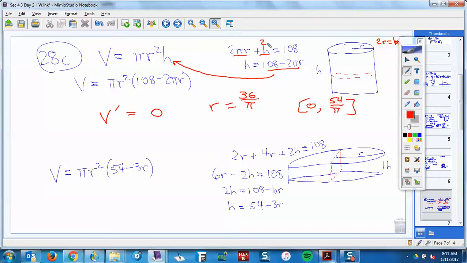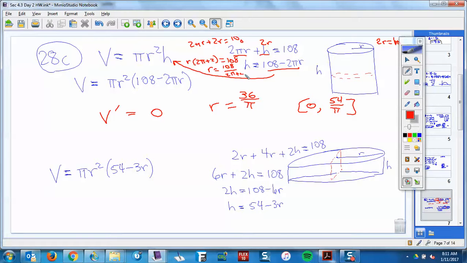Then just put a 2r right in here in place of h. When 2r is equal to h, then you would have 2 pi r plus 2r equals 108. Take out an r, you'd have 2 pi plus 2. You could go to decimals here. And then you would have r equals 108 over 2 pi plus 2. That's actually technically the biggest.